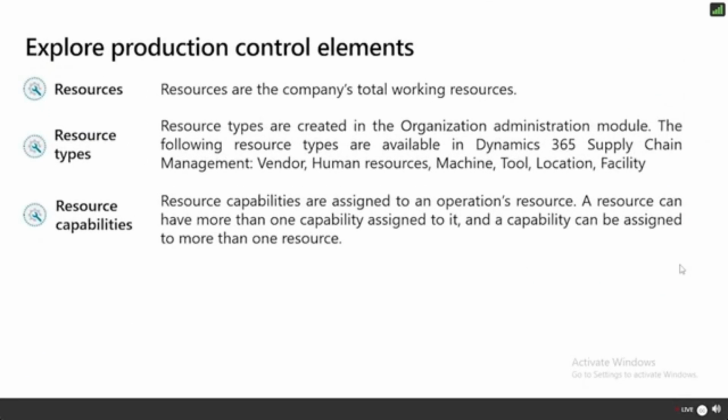So with the resources and resource types, we also have resource capabilities. This describes what each resource can do. So when you schedule a resource for a job, the requirements of each job and the operations are going to be matched against the capabilities of that available resource. In the production control module of Dynamics 365, there's a task guide that will help you create a resource capability and then assign it to a resource.